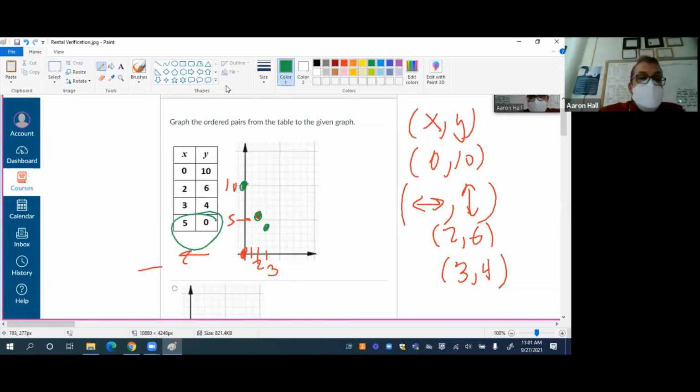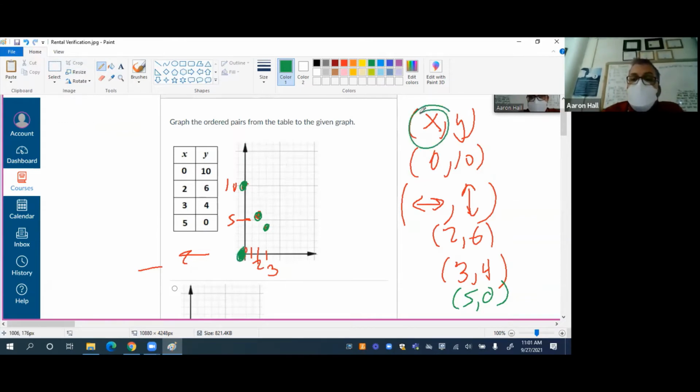The next one is 5, 1. The next one is 5, oh, sorry, 5, 0. I read that wrong. How about Zayden? Zayden, direct me. My next coordinates is 5, 0. I'm starting at the origin. Direct me. What do I do?